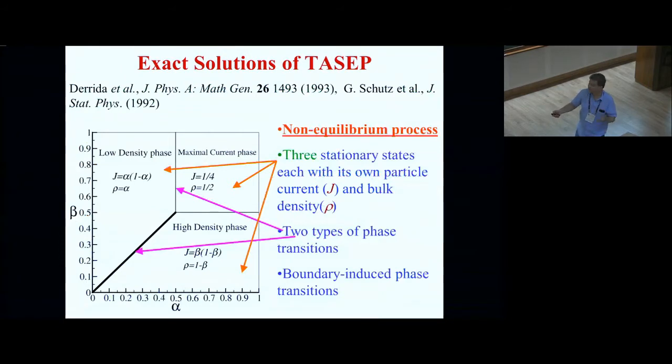If your dynamics is limited by entrance, you have low density phase. If your dynamics is limited by exit, you have high density phase, which we can see frequently on the roads. Go to Bangalore or Delhi or Mumbai. There's traffic here. And this is an ideal situation when dynamics is limited by what is going on inside of your system, by bulk. And that probably leads to maximal current phase. But there are experts in the audience, so I probably don't have to explain it in details.